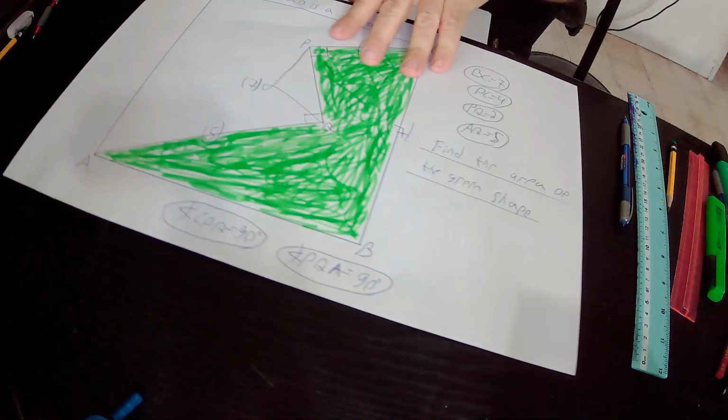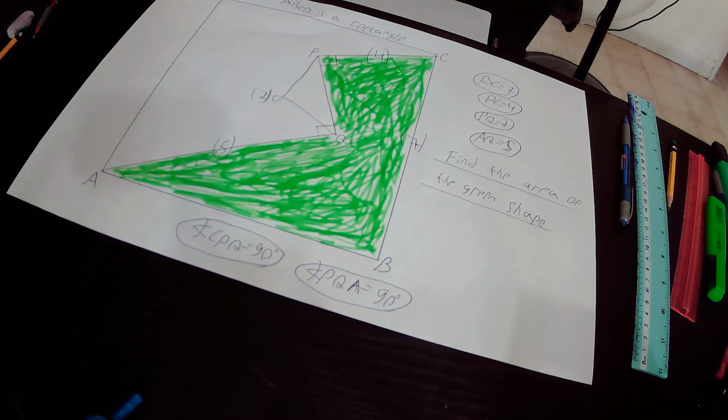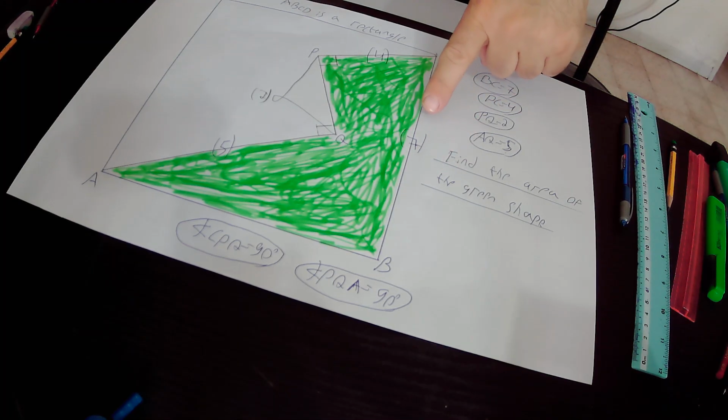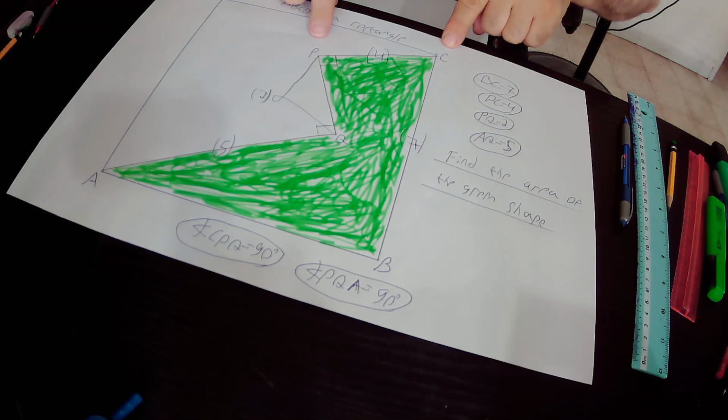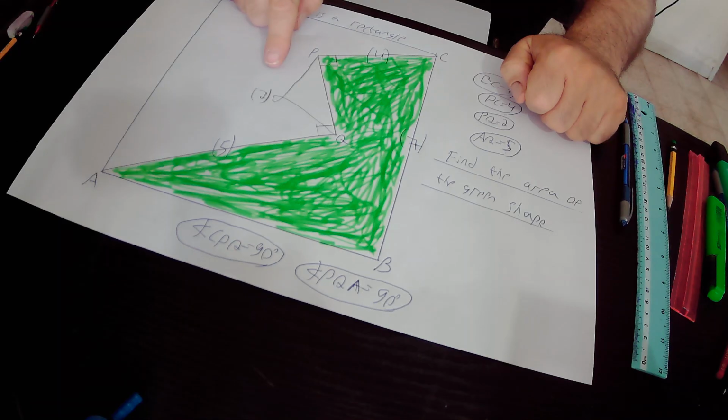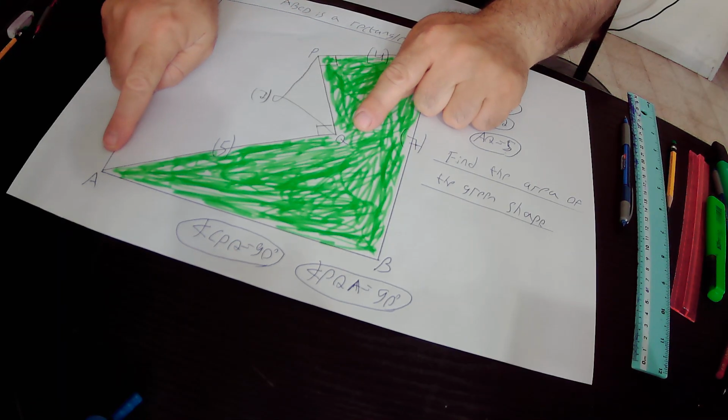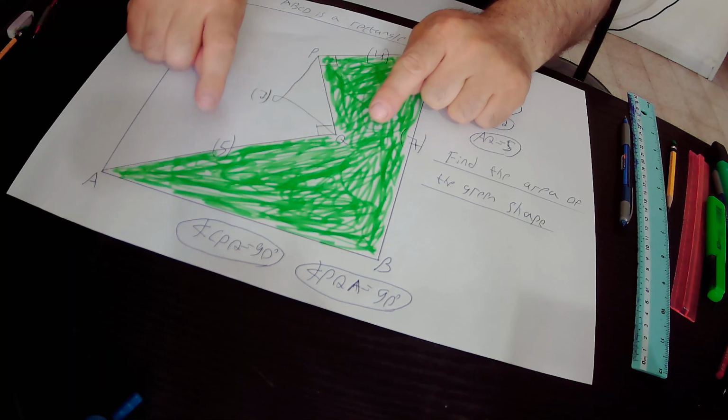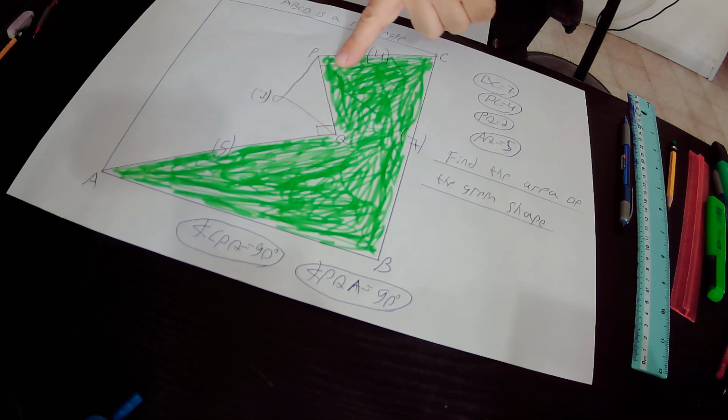So, in the drawing we have rectangle ABCD. Inside this rectangle ABCD, in addition, we know that side CB of this rectangle equals 7 units in length. This is side CP that equals 4 units in length. This is side PQ that equals 2 units. And this is side AQ that is equal to 5 units in length. In addition, we know that angle CPQ is a right angle, and angle PQA is also a right angle.